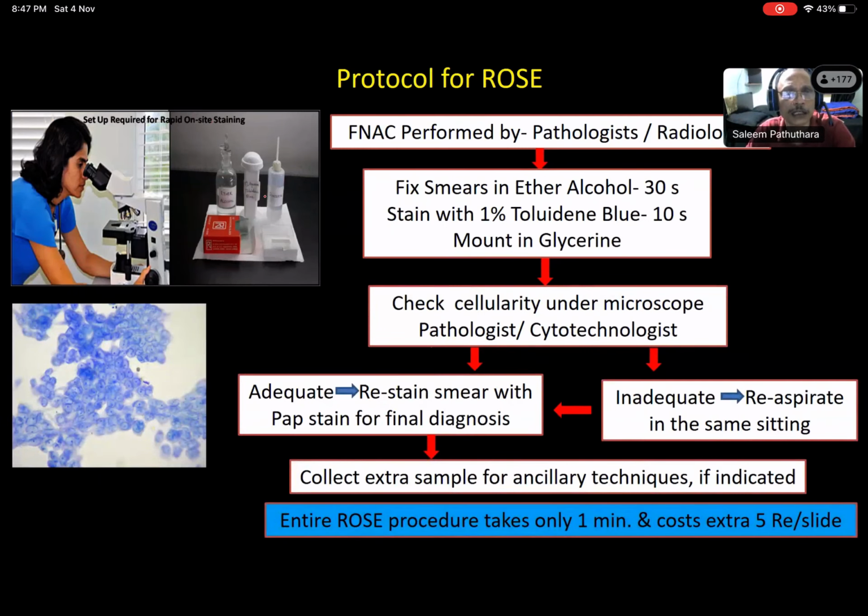Now, what is the setup required? You need alcohol fixative, 1% toluidine blue, glycerin, and slides, and we have to have a microscope. So FNAC is performed by the pathologist or radiologist, and the smears can be fixed by a cytotechnologist or technician, or the pathologist can do that himself.